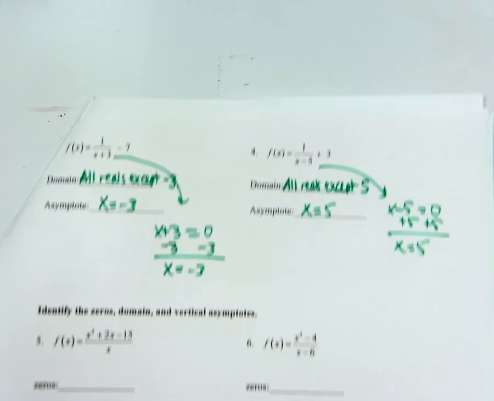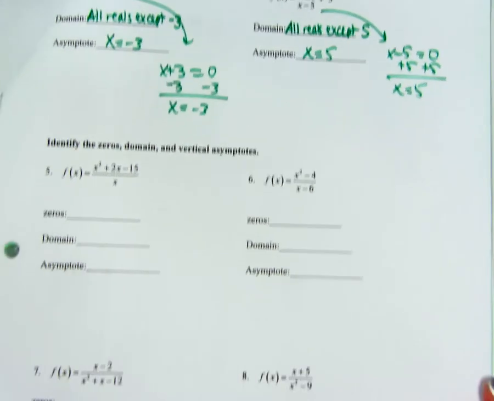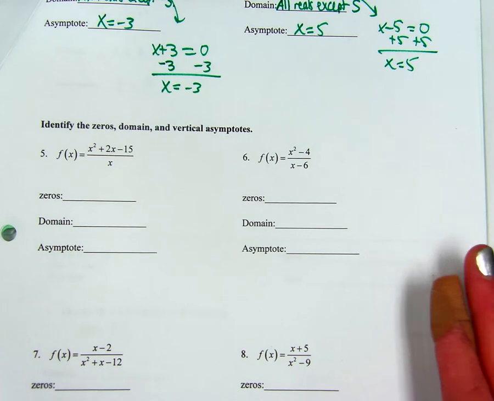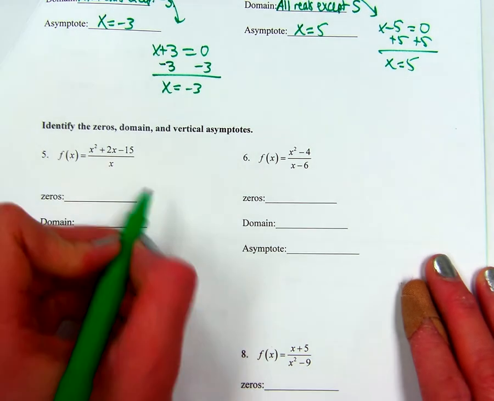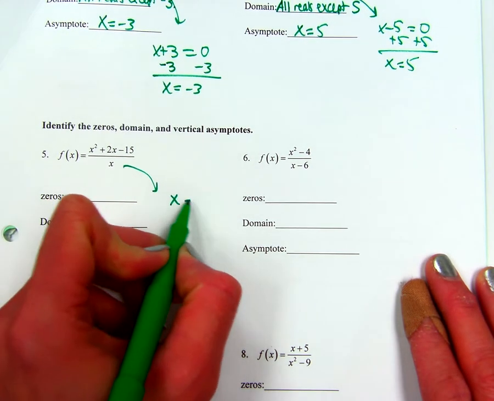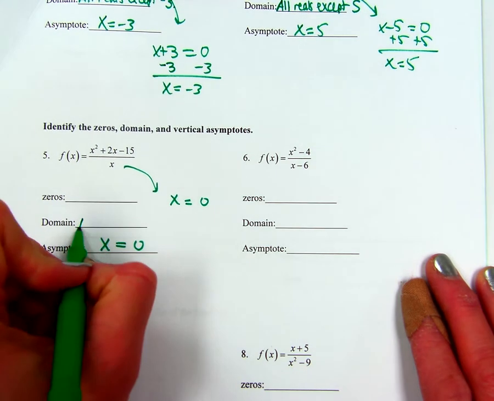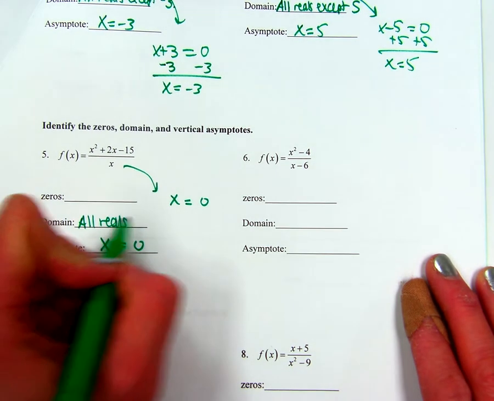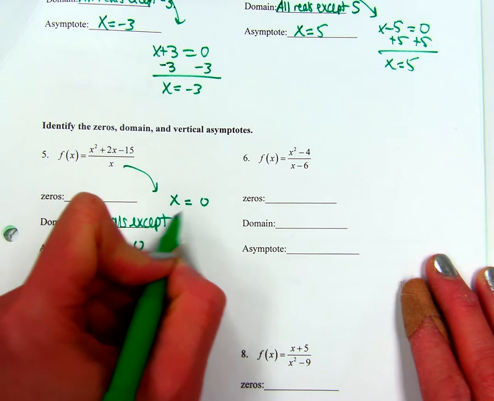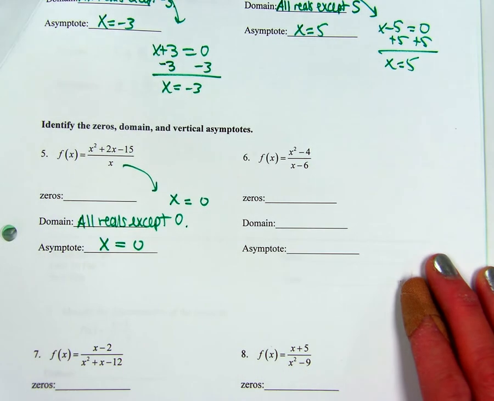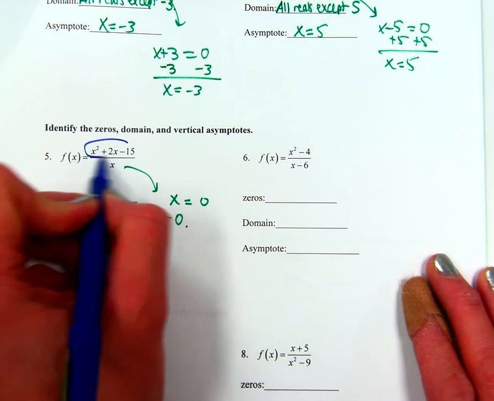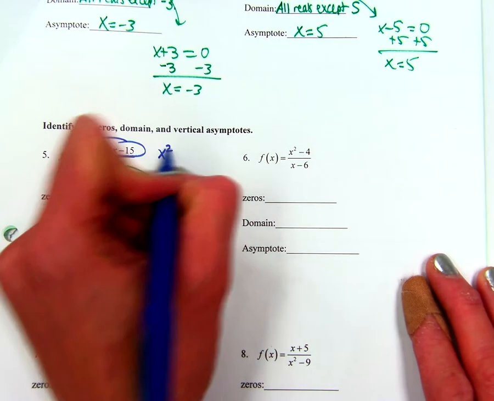All right, so we're going to continue doing the same thing, except now we're going to add in finding zeros, which are our x-intercepts. So let's just start with the denominator. x equals 0. That gives me my asymptote. My domain is all reals except the number we just found, which was 0. But now to find the zeros, which are also known as our x-intercepts, I'm going to look at my numerator and set that equal to 0.